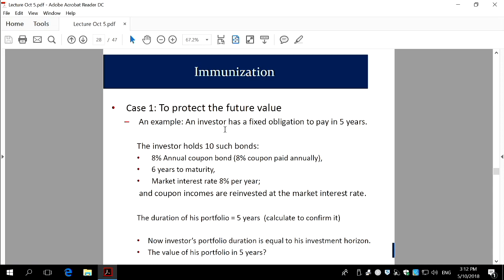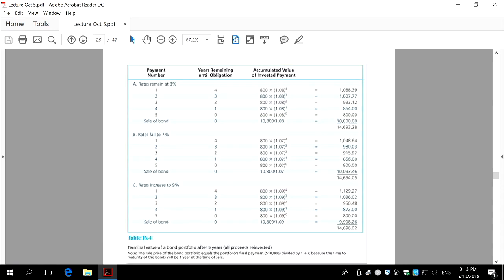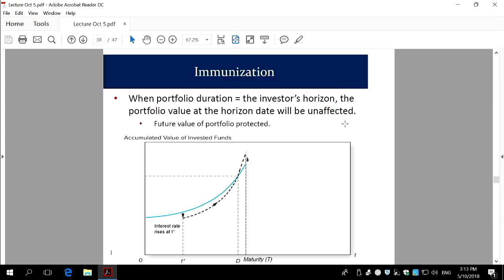So that's the whole point, to protect the future value. If you really need some money in 5 years, make the duration of your portfolio equal your investment horizon. Then the interest rate fluctuation will not affect you. That's very good, right? So why is it possible? Mathematically, this is very easy.